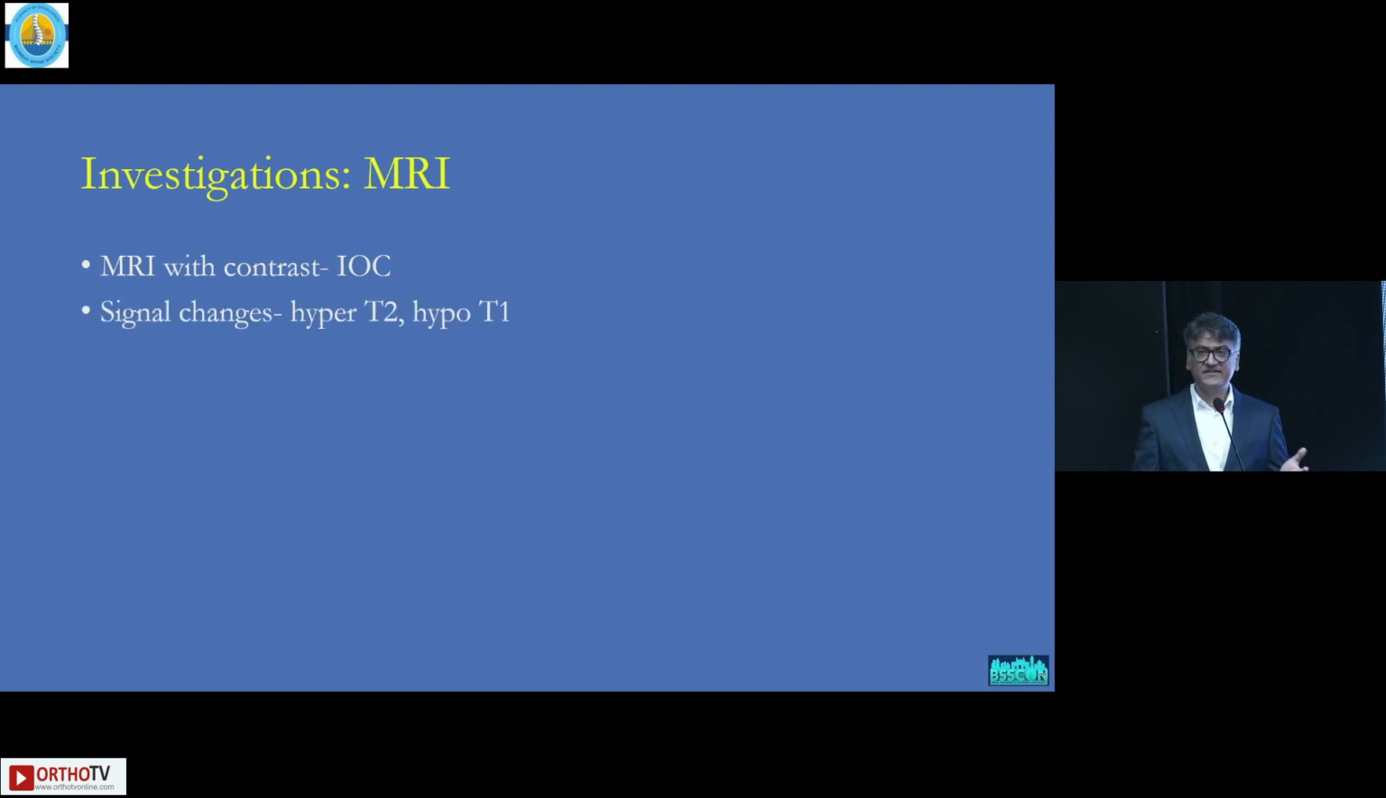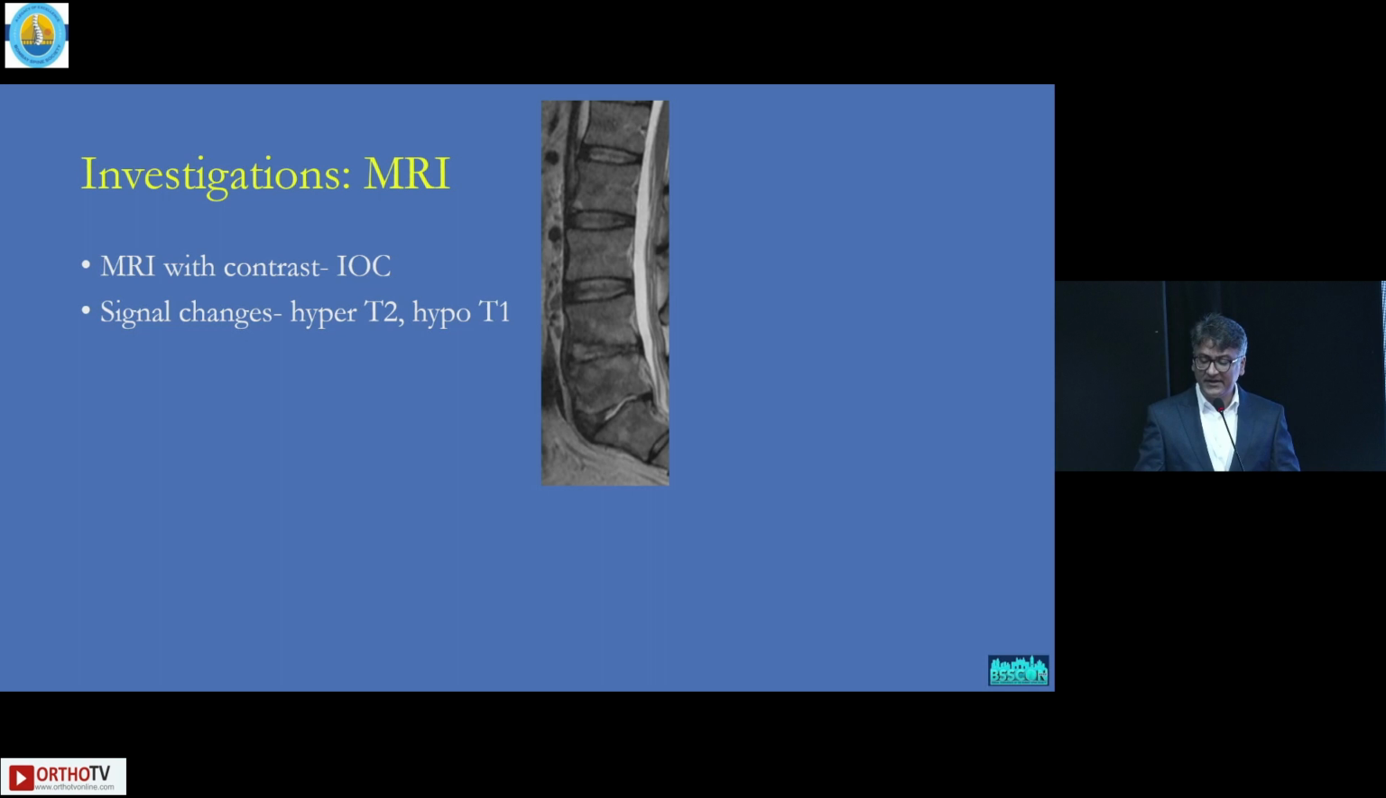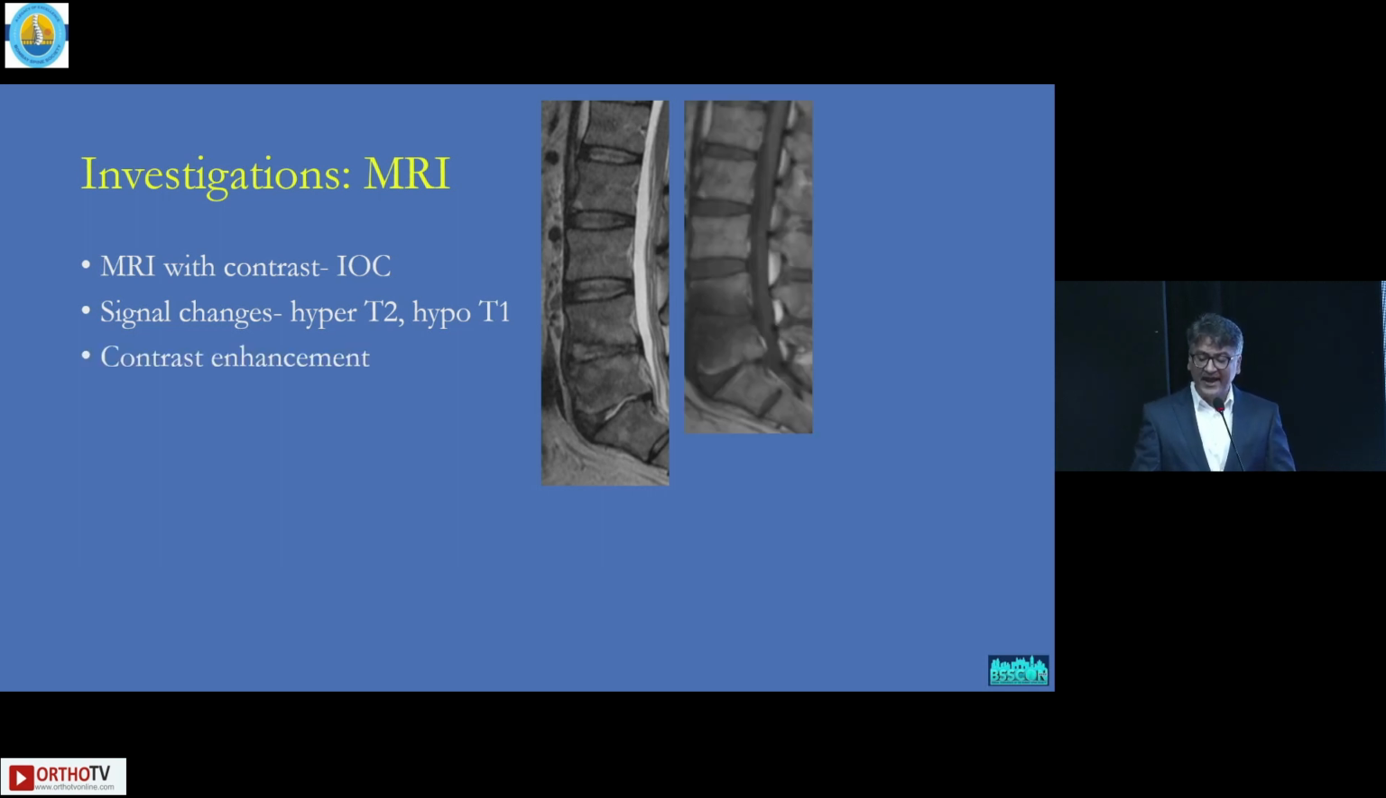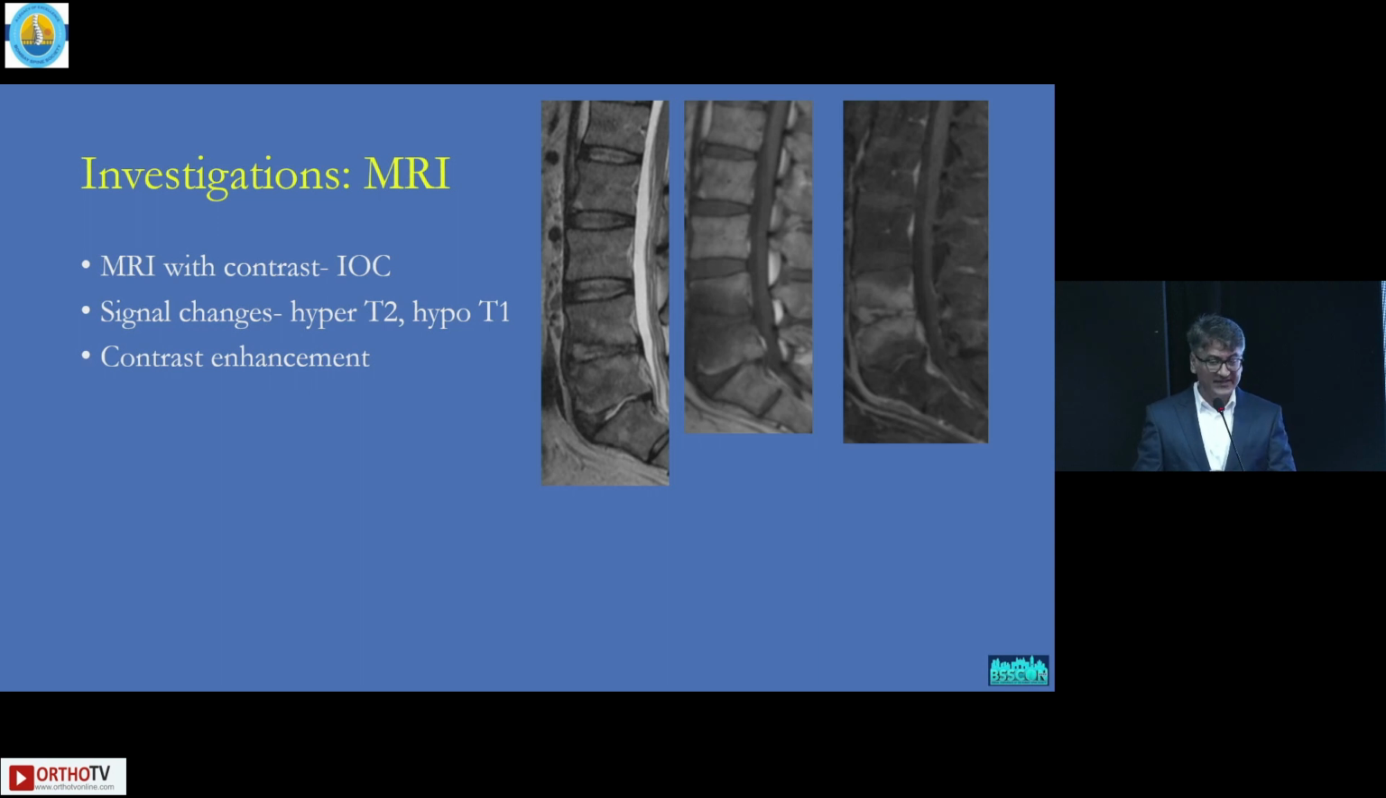A contrast enhanced MRI is the investigation of choice. Part of the discussion was done in the earlier session. Signal changes in discitis are typical hyperintensity on T2, hypointensity on T1, and on contrast enhancement you will see the entire disc-space lighting up. Now, MRI is of use also to find out the presence of any epidural abscess, nerve compression, paraspinal abscesses and collections.